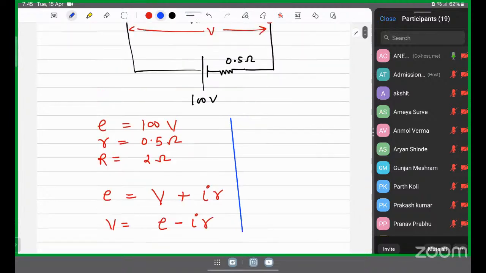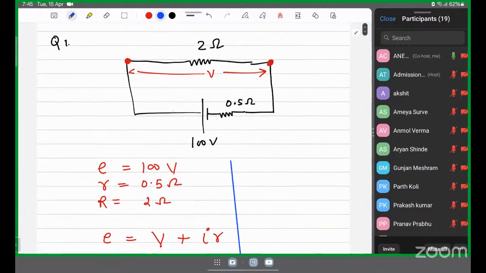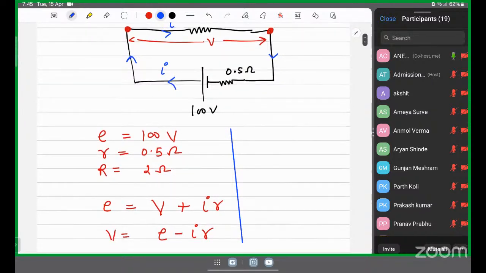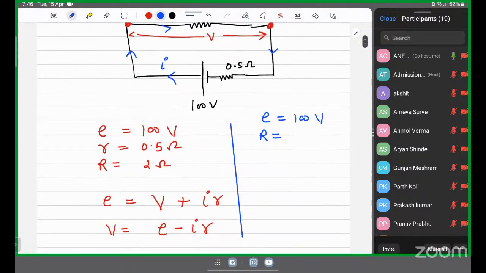I is the current in the circuit. Because the circuit is in series combination, current in the circuit will be throughout same. So current I will be same throughout the circuit. And in series combination, overall potential is 100 volt, and overall resistance is how much? 2 plus 0.5 because it is in series. So R will be 2.5.